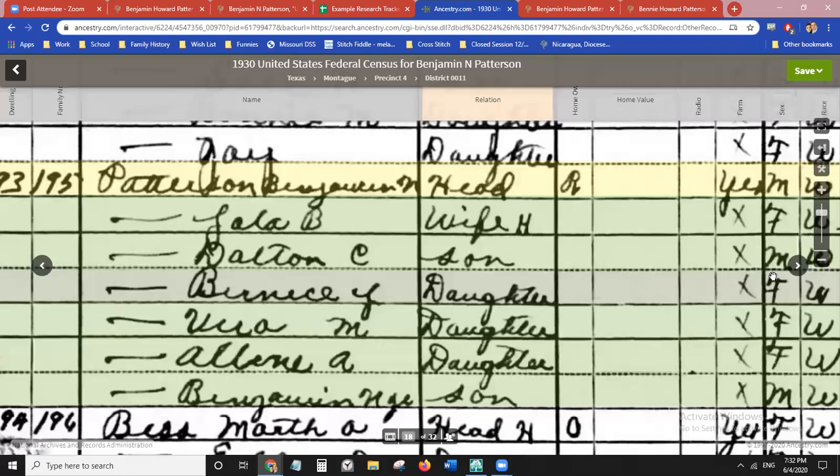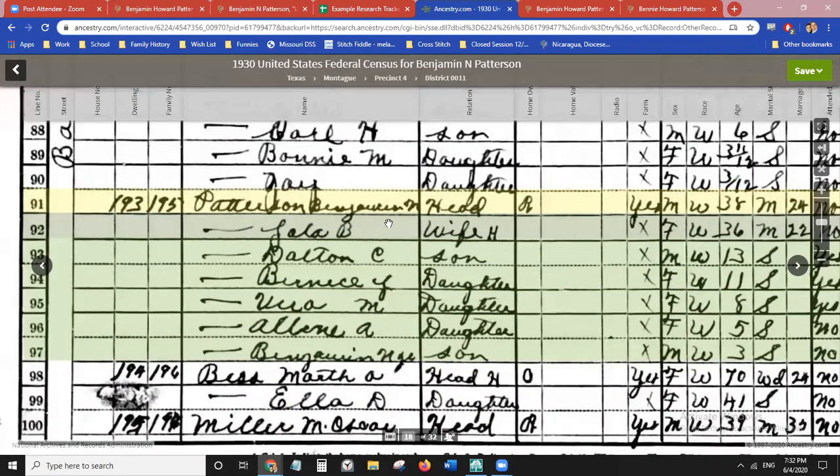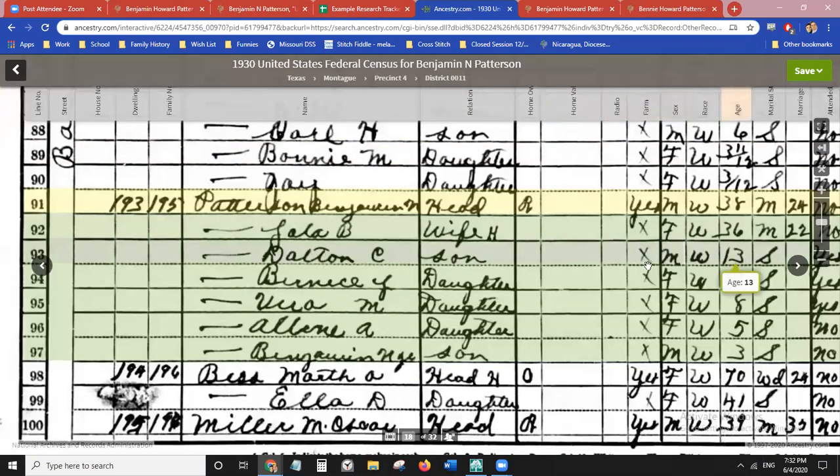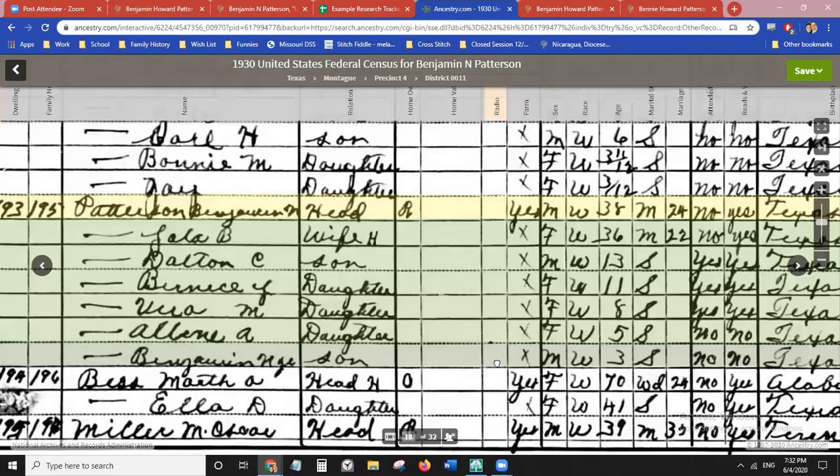Lola, that doesn't match great. We have a Dalton, which matches perfectly to this Dalton. Ages are a little bit off. We have a Bernice L. That could be a Viva, V-I-V-A. Yeah, that could definitely be a Viva. Aline A. I'm not sure about that one. And then Benjamin, that could be an H Jr. I think that's Benjamin H Jr. and it says son.